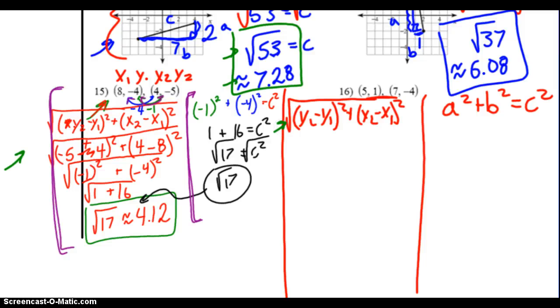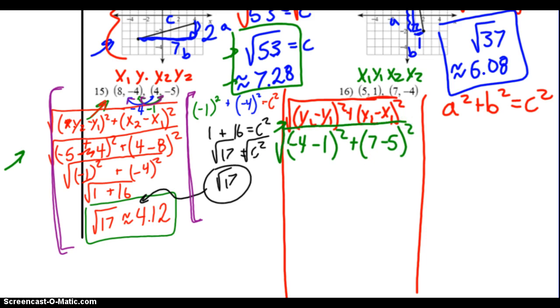So, let's see. For this one, this is x1, y1, x2, y2. Okay, let's see. Y2 is negative 4. Y1 is 1 squared plus x2 is 7. X1 is 5 squared. And remember, don't forget the square root of the whole thing. And then negative 4 minus 1 will get me negative 5 squared. 7 minus 5 will give me 2 squared. Don't forget the square root of the entire thing.